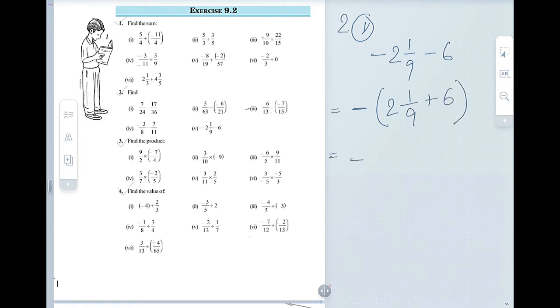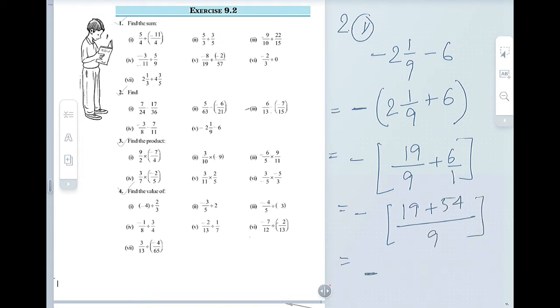Then just simplify it very well, make it an improper fraction, 19 by 9 plus 6. So at last it is coming 19 plus 54 by 9. So you will write 73 by 9. This is the answer of question number 2, 5. Let us come to the next one.